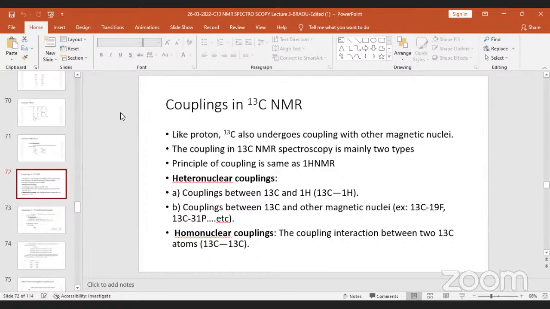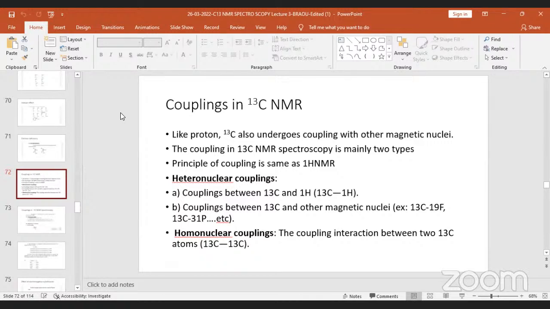In Proton NMR also, CH3 and CH2 protons are chemically different, non-equivalent, therefore magnetically non-equivalent. Therefore, the nuclei of CH3 protons will interact with CH2 proton nuclei. That means they will undergo coupling, resulting in splitting of the signal in each case. CH3, because of two neighboring protons, will be split into a triplet. CH2, because of three neighboring protons, will be split into a quartet. 2nI plus 1 rule.